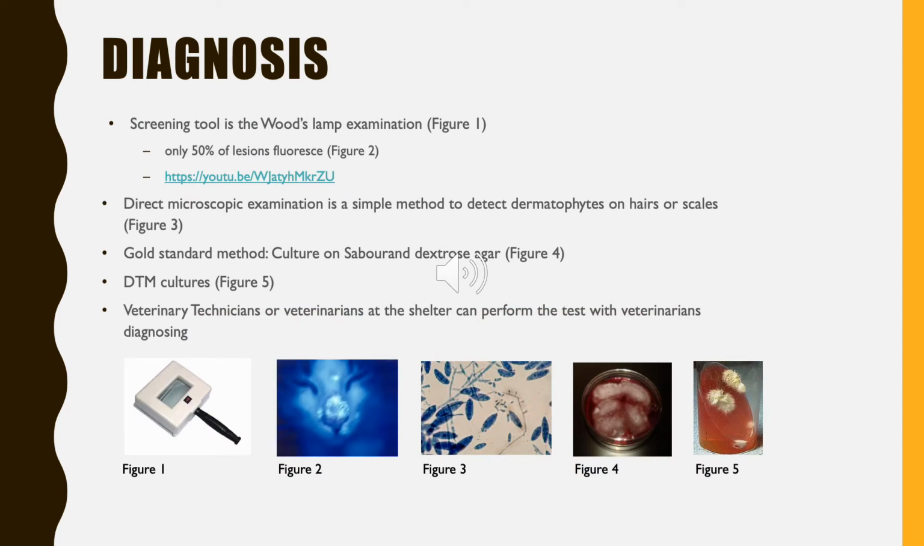Diagnosis. A Wood's lamp examination with microscopic detection of the arthrospores on hairs is a simple way to confirm ringworm infection. Direct microscopic examination is also a simple method to detect dermatophytes. The gold standard for detection is to pluck some of the hairs and scales from affected areas and culture on Sabouraud agar. DTM fungal cultures can also be used, and the collection of the affected hair and lesions is the same.